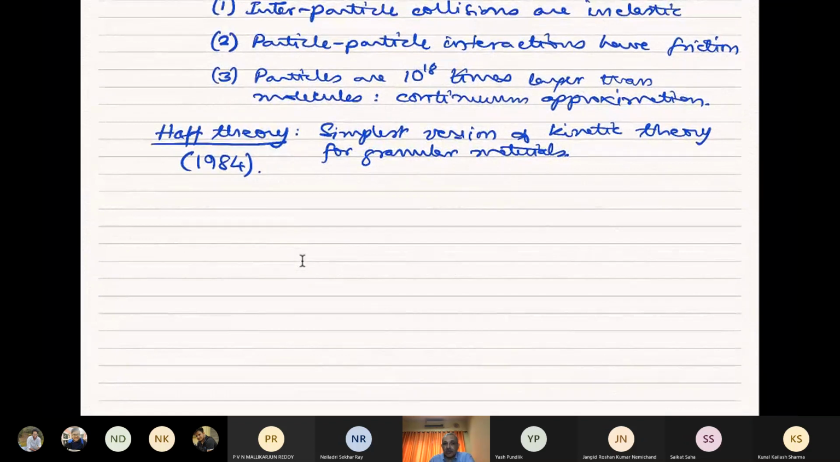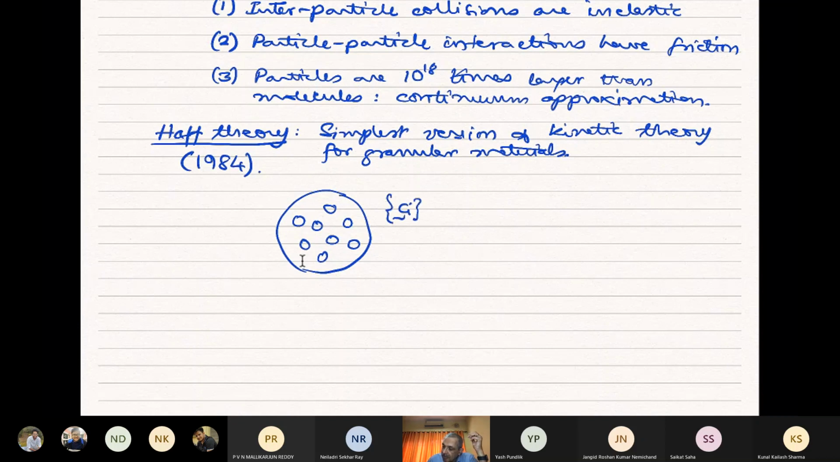So let's suppose we have a volume. We just consider a volume. There's a big system and we are considering a small volume in there. And let's suppose each of these particles has a velocity Ci.